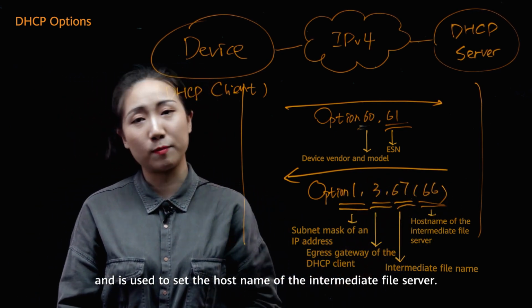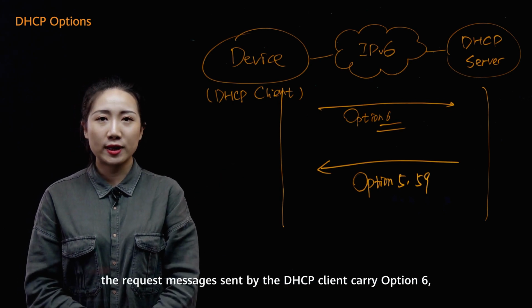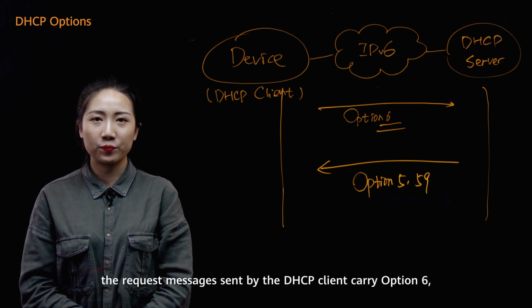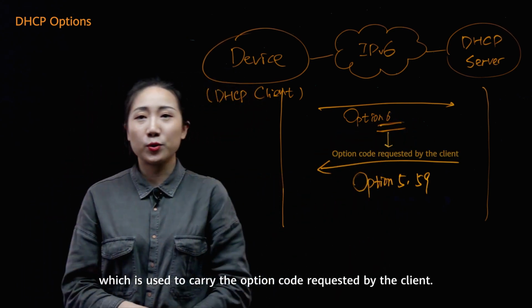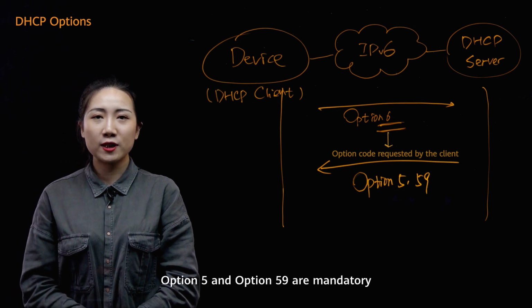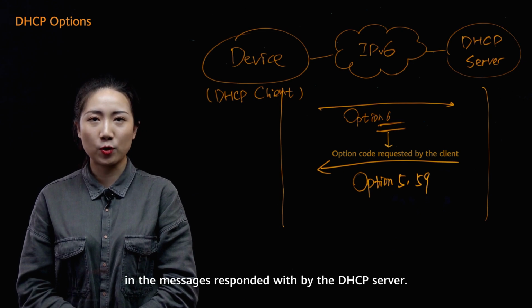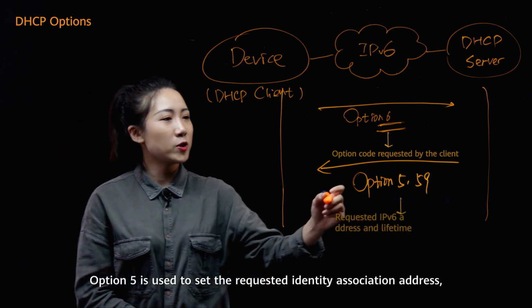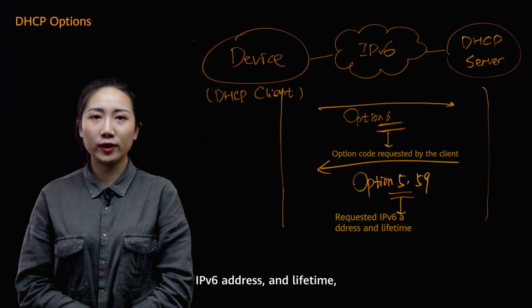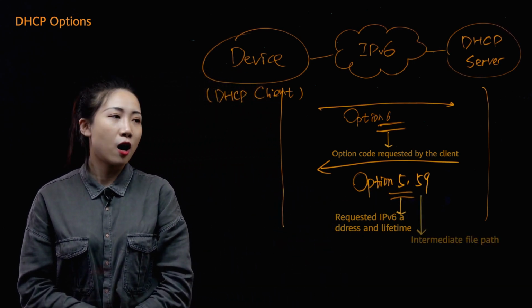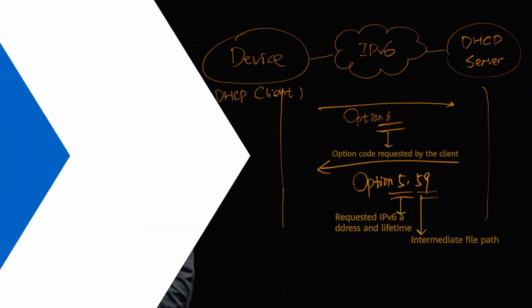In IPv6 scenarios, the request messages sent by the DHCP client carry option 6, which is used to carry the option code requested by the client. Option 5 and option 59 are mandatory in the messages responded with by the DHCP server. Option 5 is used to set the requested identity association address, IPv6 address, and lifetime, and option 59 is used to set the intermediate file path.